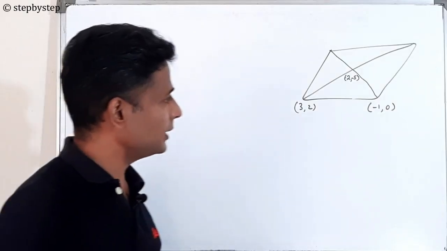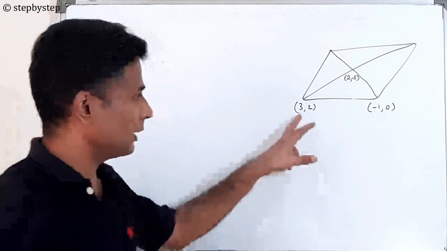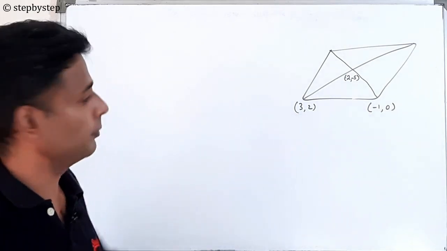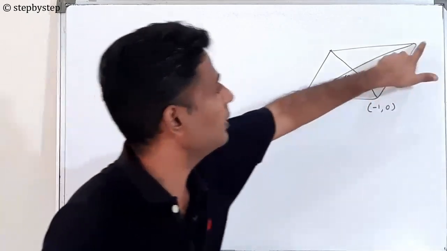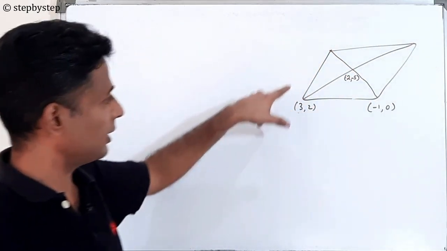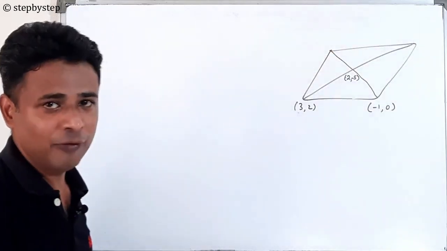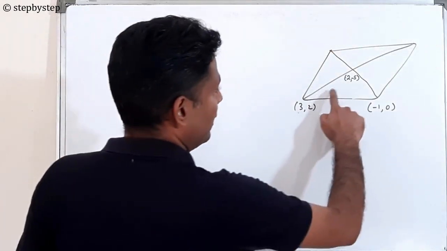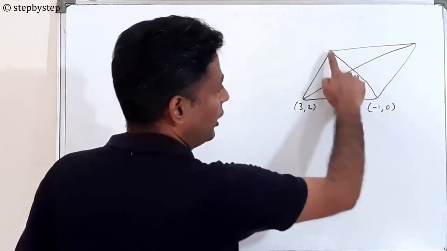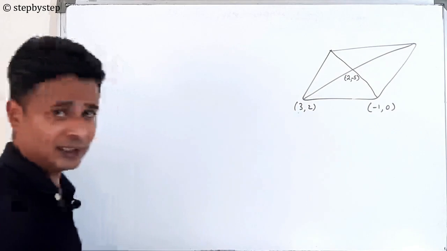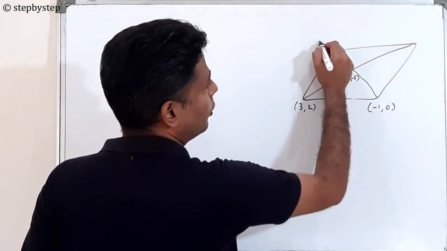Okay guys, the next question. They had told you 3, 2 and minus 1, 0 are adjacent sides of a parallelogram. You could have taken any two adjacent sides, it wouldn't have mattered. Then they said 2, minus 5 is the point of intersection of the diagonals. So the point of intersection of diagonals is 2, minus 5. You have to find the other two vertices.